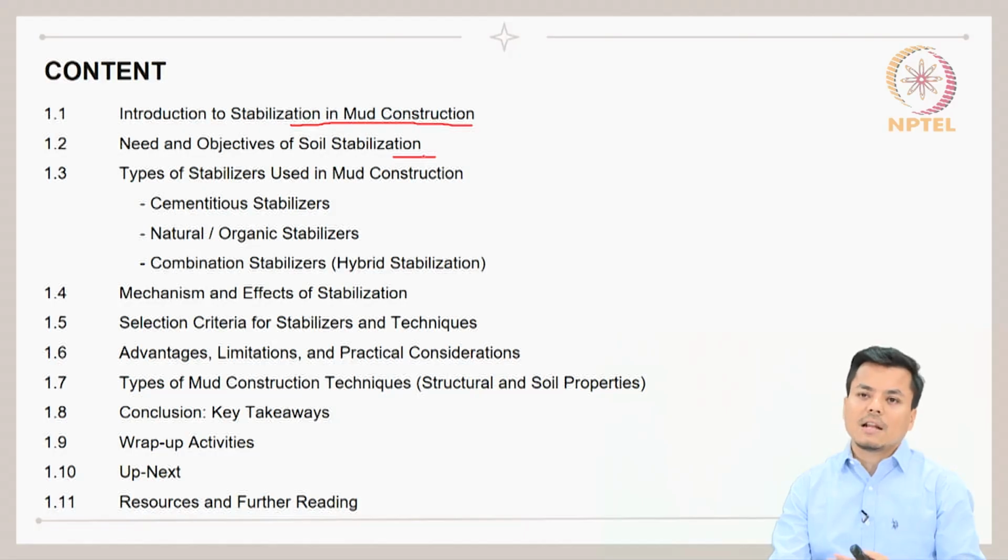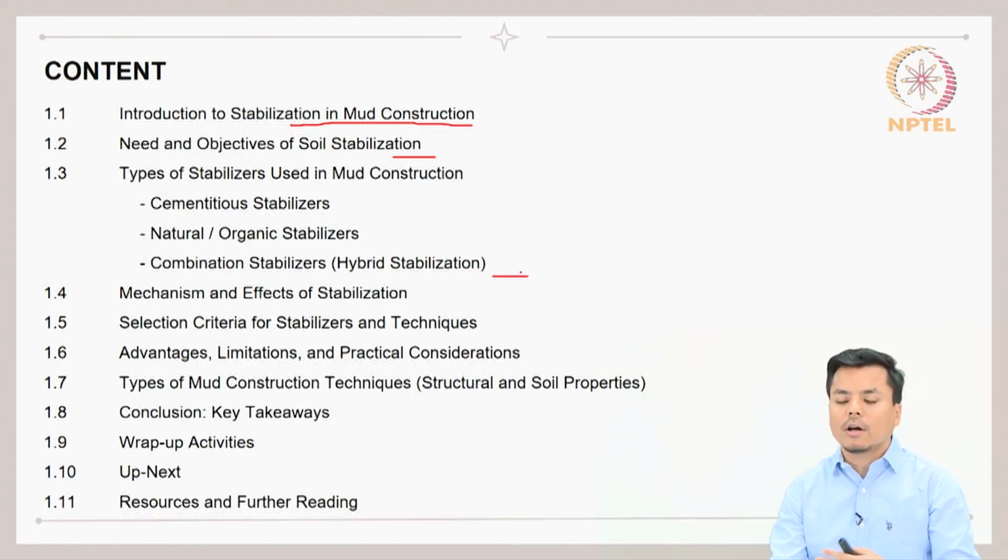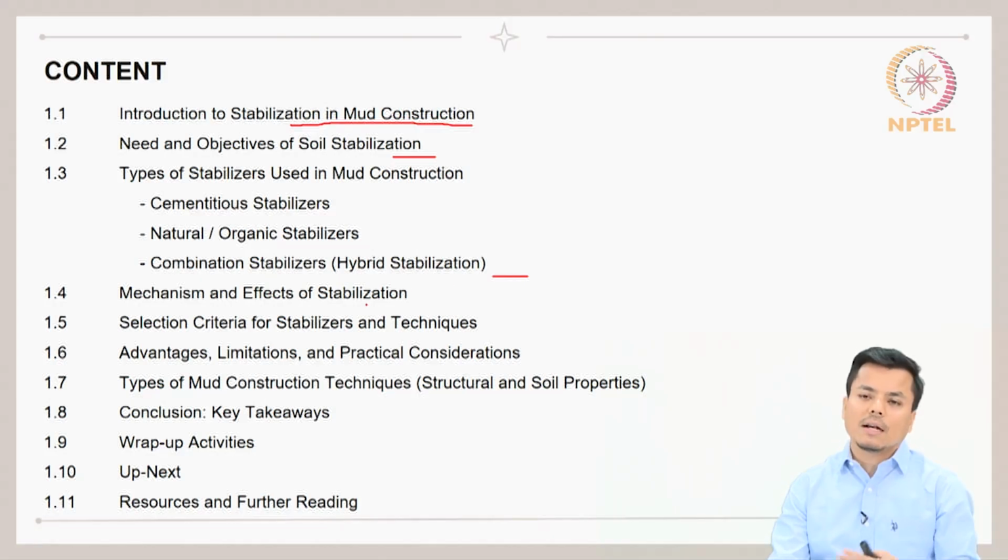Along with that, we will understand different types of stabilizers that are used for mud construction, which include cementitious stabilizers, natural or organic stabilizers, and a combination of both. We will also understand the mechanism and effects of stabilization, some selection criteria for stabilizers, and some techniques that are adopted for stabilization. With this, we will also understand the advantages, limitations and practical considerations for the stabilization process.